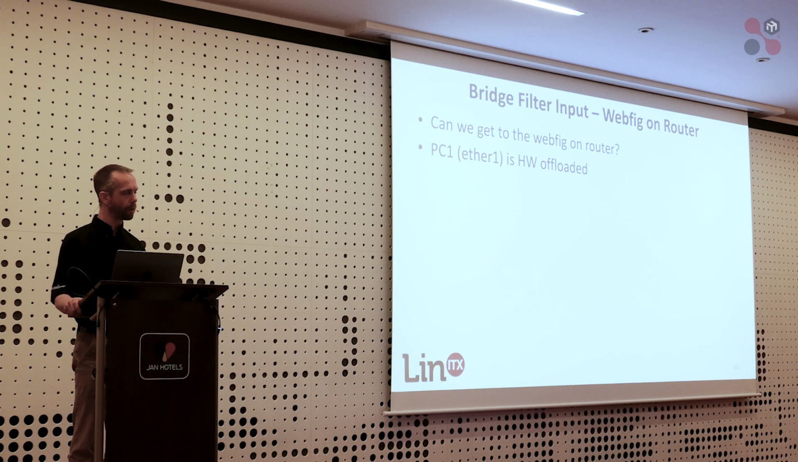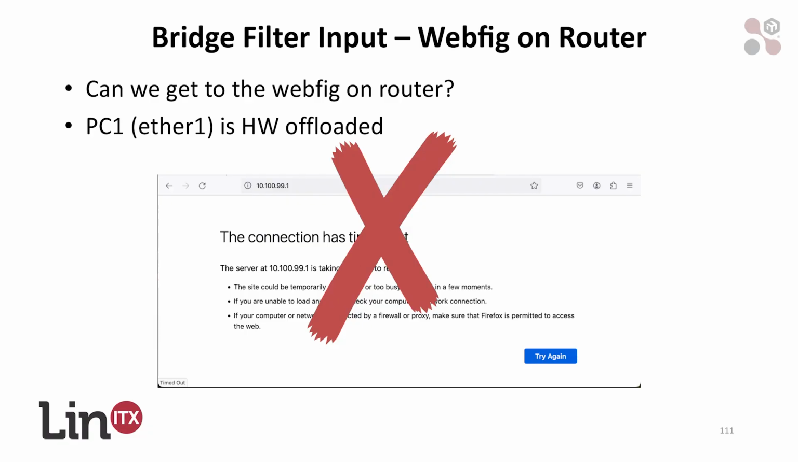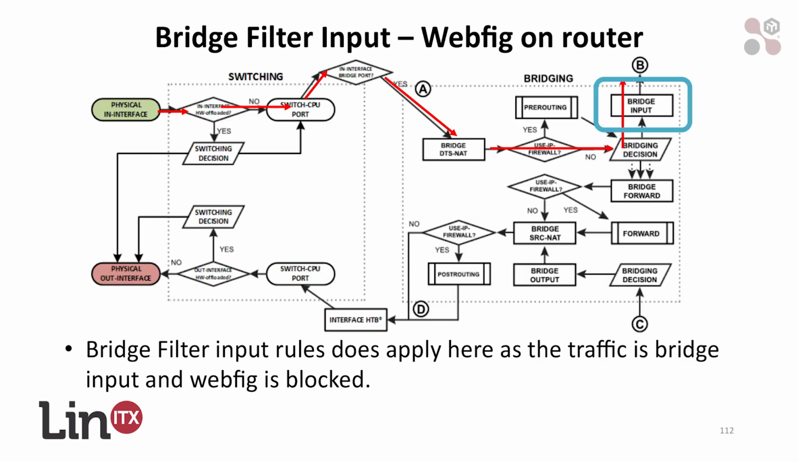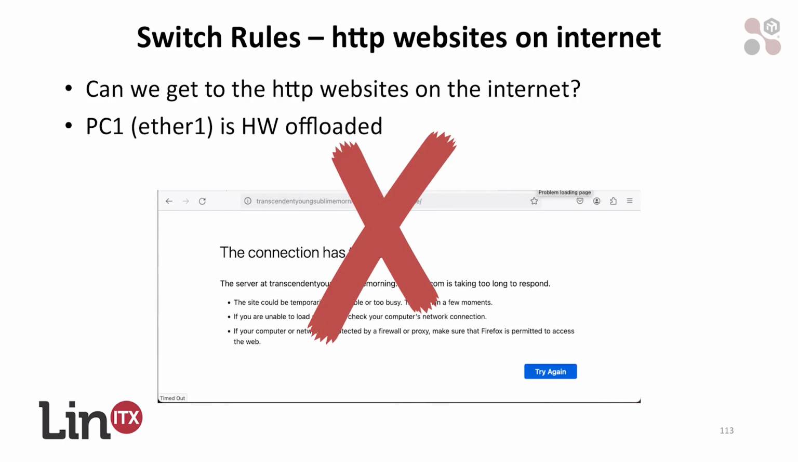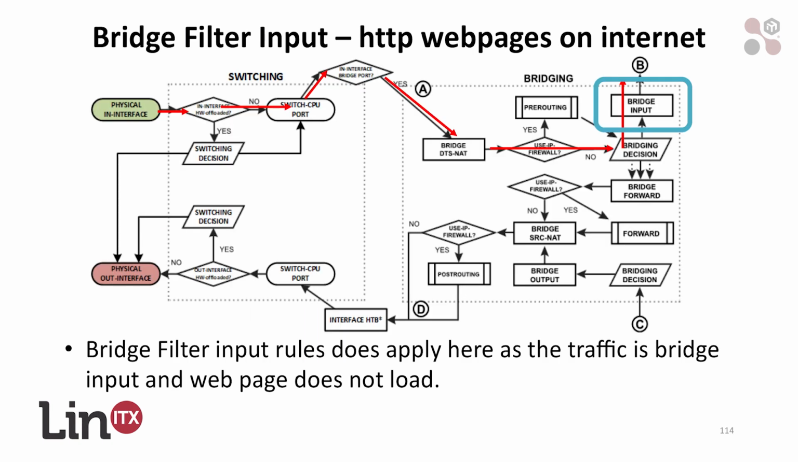But an input rule here blocks WebFig. If we're in the layer 3 function, we remember this is input, and it has blocked it. And websites on the internet are also now blocked because it is bridge input, and it's very important not to get confused between bridge input and IP firewall input. Layer 2, layer 3, what is relationally input and forward is very different.